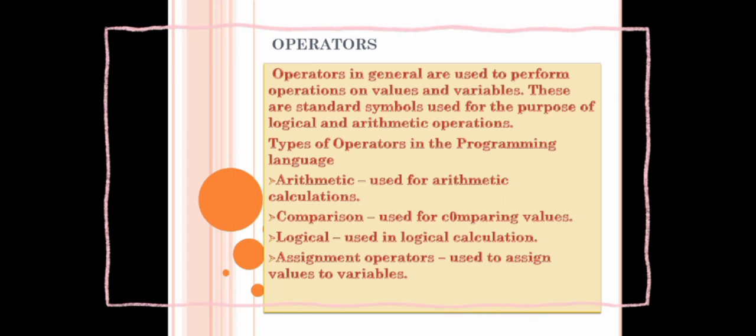Here are two words, operator and operand. An operator is a symbol that represents an action, such as plus, minus, multiplication and division. And an operand is a number on which an operator acts.